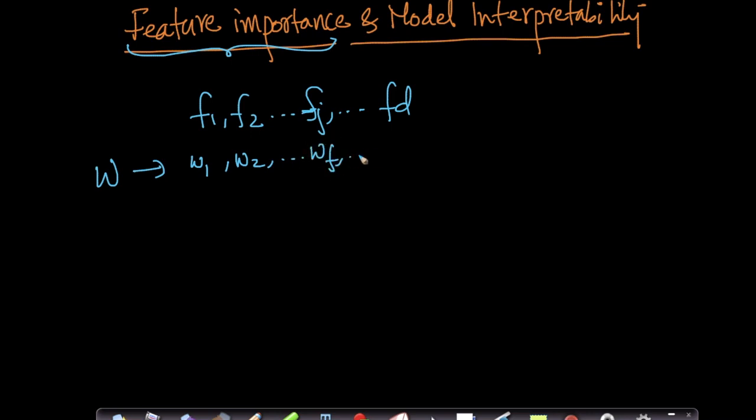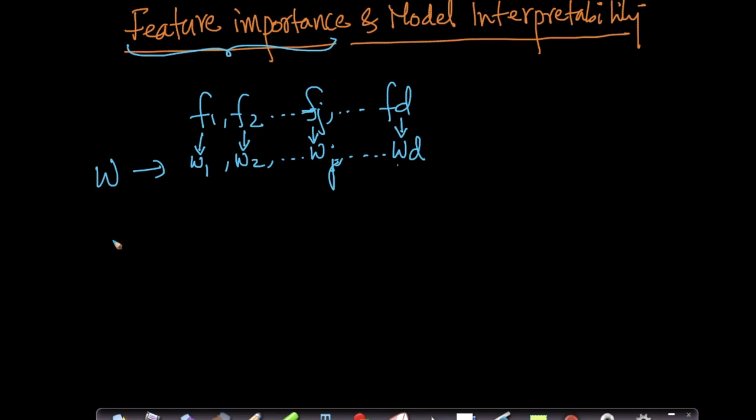You get each of the weights corresponding to the feature. So W1 corresponds to feature 1, W2 corresponds to feature 2, Wj, sorry, that's a typo there, Wj corresponds to Fj and WD corresponds to FD. So this is how we have our feature weights.